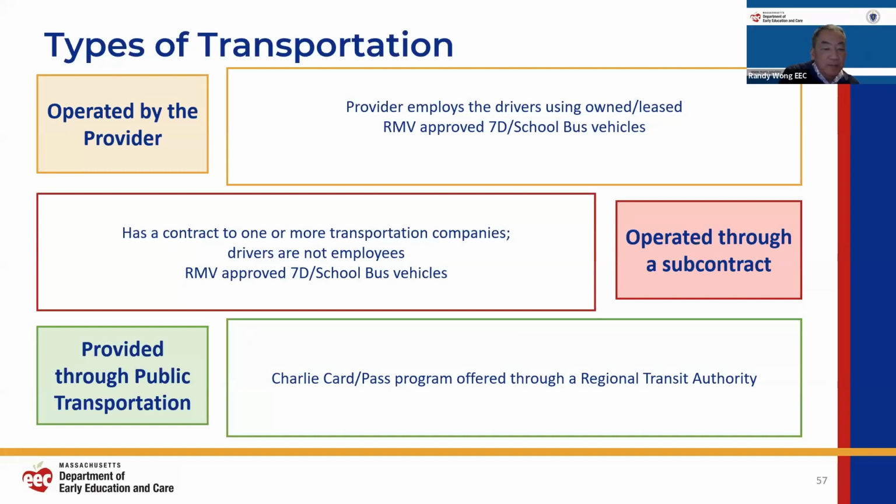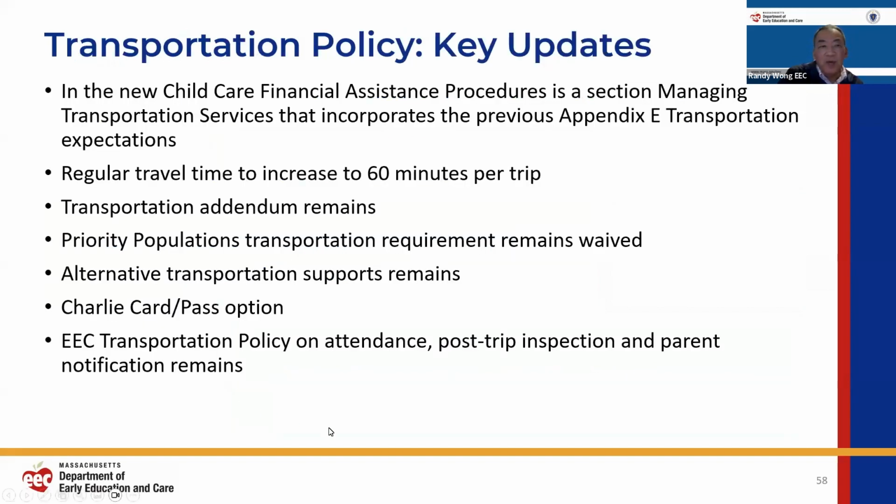So the next slide that we'll cover are the key updates. The first one is that there will be new child care financial assistance procedures. Child care financial assistance procedures are in development. There will be a section called Managing Transportation Services that basically replaces the Appendix E transportation page, which used to be the Appendix M for all of you long-term people. But that will be coming out.